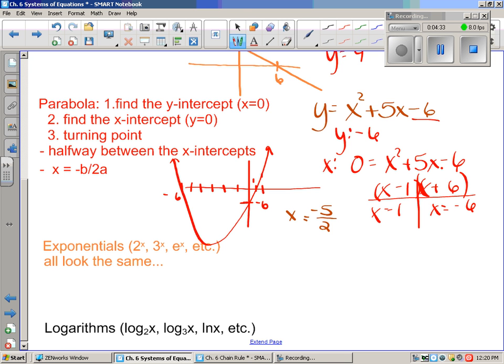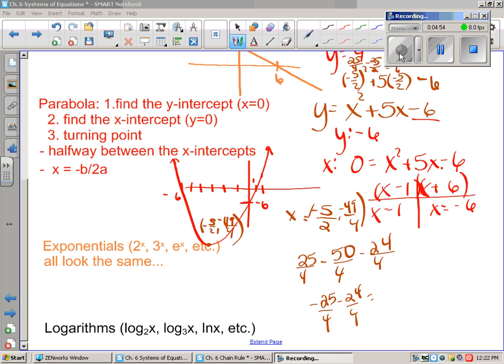How would you find the y? Come on, how do you find the y? Go ahead, Zach. Plug it back into the equation. You plug it right into this lovely little thing. You'd have negative 5 halves squared plus 5 times negative 5 over 2 minus 6. Those of you watching at home can see our answer there: negative 49 over 4, and see the work there.